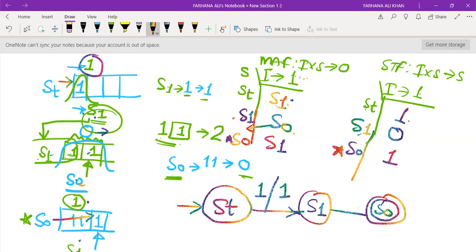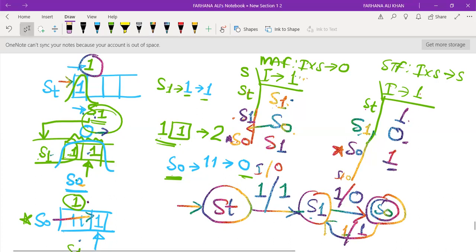So there will be one arrow from S1 to S0 with the input 1. And what is the output of S0? The output of S0 is 0. So we put a slash and write the output. Here we write input slash output. Now from S0 on 1, it goes to S1. That will be an arrow from S0 to S1 with the input 1. The output of S1 is 1, so we write slash and the output. This is how we have designed the finite state machine for the unary number system divisible by 2.